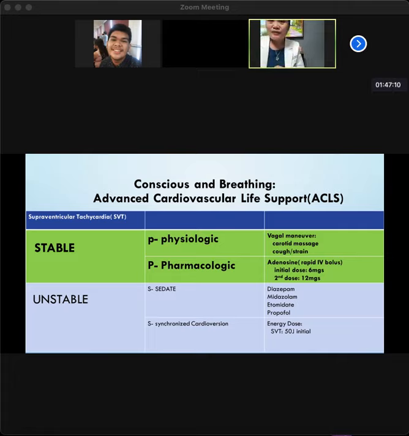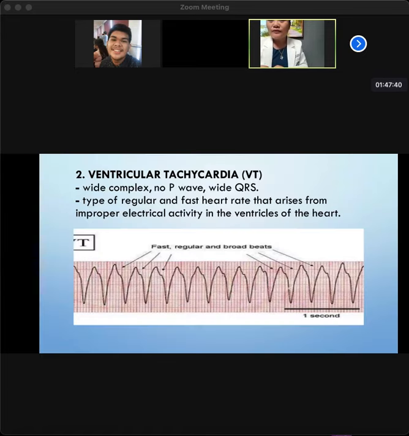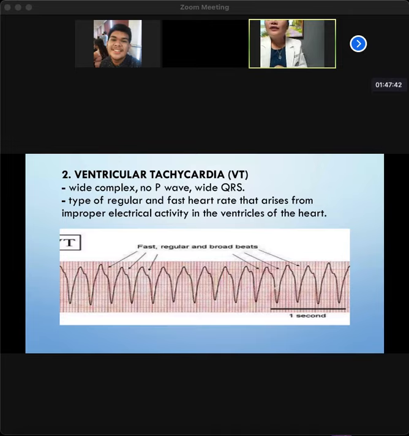Okay? Naintindihan? So, for SVT, you have to check if the patient is unstable or stable. If stable, you do physiologic first. If not effective, pharmacologic. If the patient is unstable, then you do synchronized cardioversion. But firstly, you have to sedate your patient muna, okay, before doing your cardioversion. Okay? Next one is your ventricular tachycardia or VTAC.